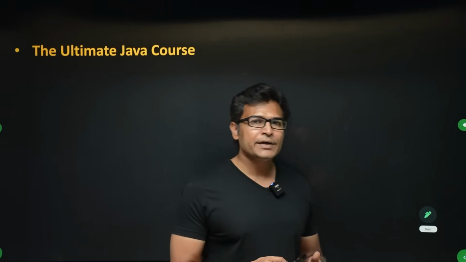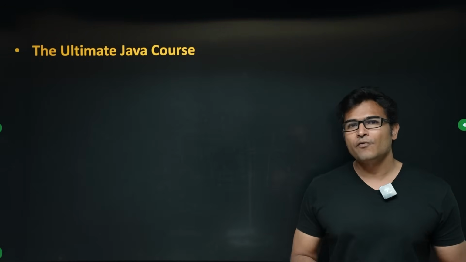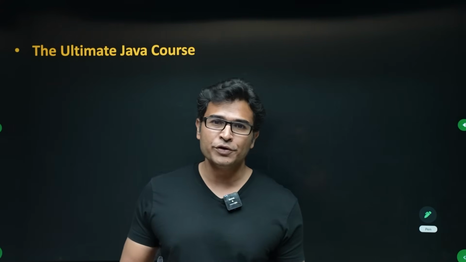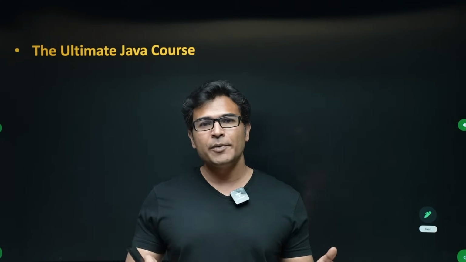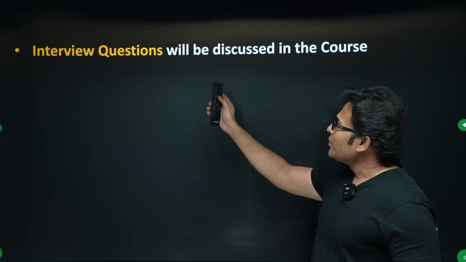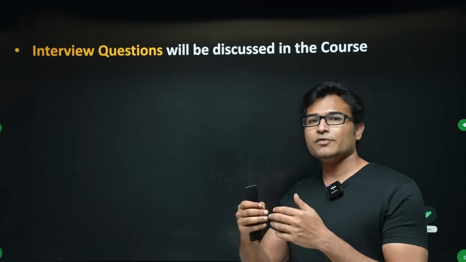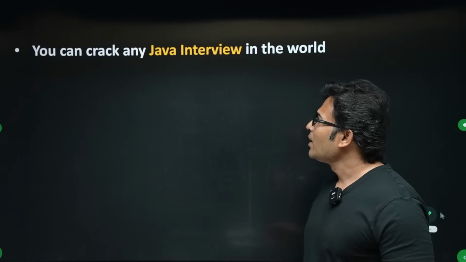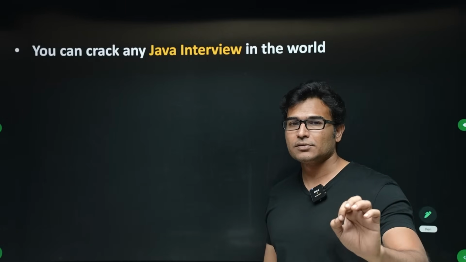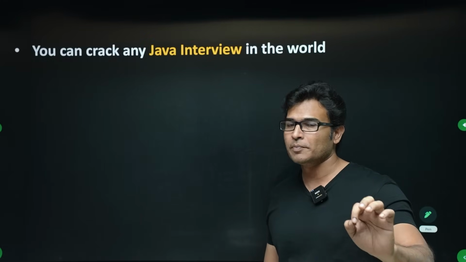Now, why am I calling it the ultimate Java course is because this is a one-stop solution. After watching this course, you don't have to watch any videos or read any books. This will be the final. Ultimate means the final course. Okay. And interview questions will be discussed in every concept. Whenever we teach a concept, we will also give you interview questions. And then you can crack any Java interview in the world. This is my challenge. You do this course perfectly, you will crack any Java interview, you will get a job.